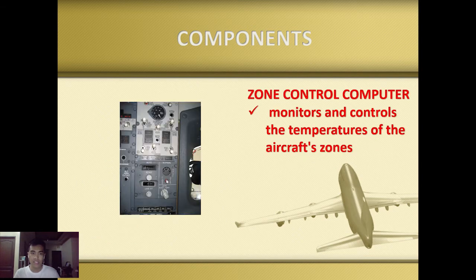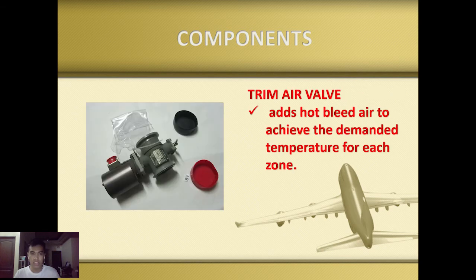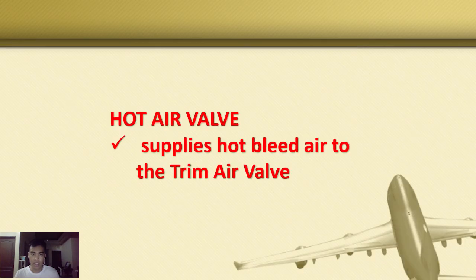After that is the zone control computer, which monitors and controls the temperatures of the aircraft's zones to avoid large temperature gradient inside the cabin. To support this temperature regulation, the trim air valve component adds hot bleed air supplied by the hot air valves in order to achieve the demanded temperature for each zone.